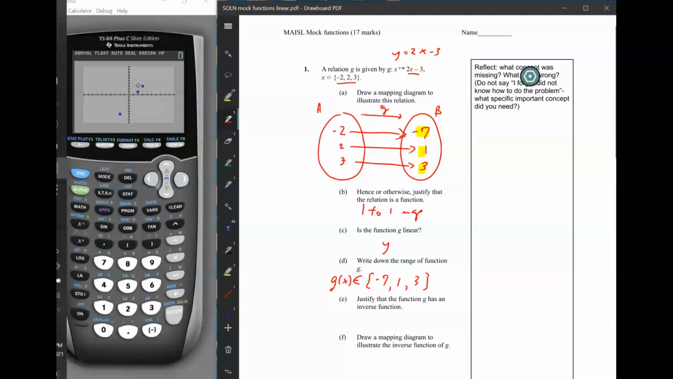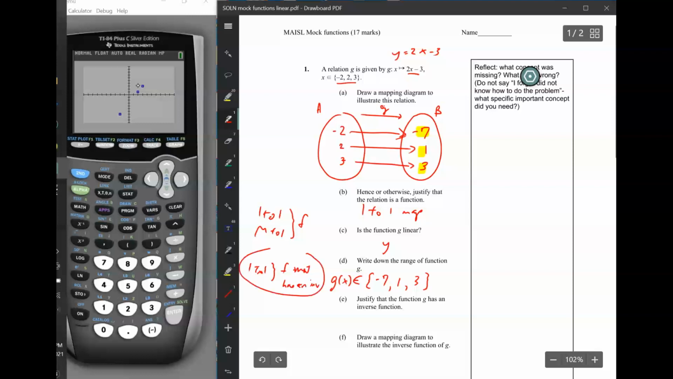Okay, so remember, for a function G to have an inverse function, it has to be a one-to-one mapping. Remember that a one-to-one mapping or a many-to-one mapping can both be a function, but only a one-to-one mapping can be a function that has an inverse. So we're looking to see if it's a one-to-one function. Yes, it is, because it's a one-to-one mapping.